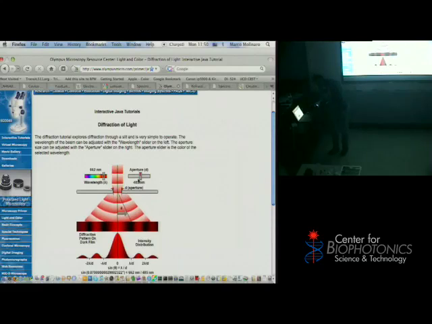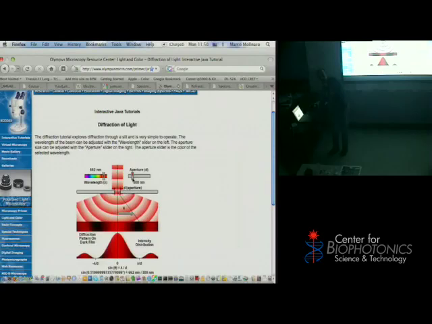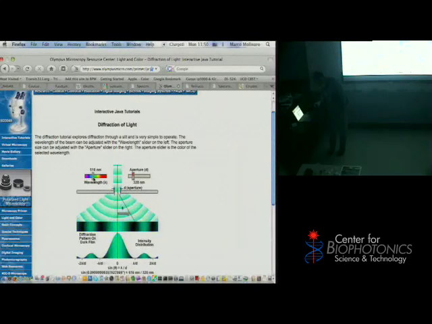If I change the size of the hair, a smaller hair makes them spread out more. A bigger hair makes them come closer. Okay? And if I change the wavelength, let's actually make this a little bit like this. One second. There's the blue.